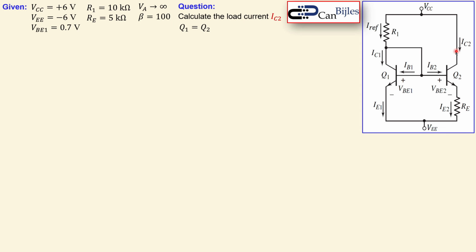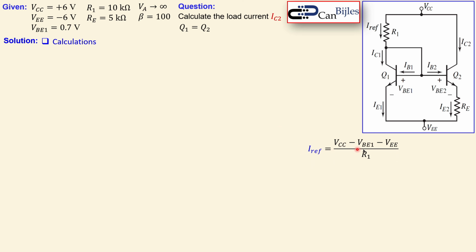So before, in the previous example, we needed a specific load current and we designed for that the circuit parameters R1 and RE. Now we do it in a different way. So let's see how we can solve this problem. So the solutions, first with calculations.